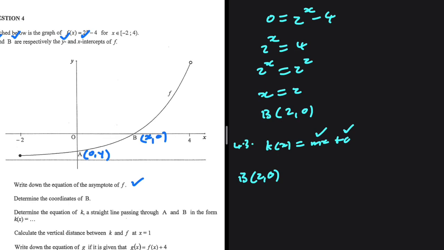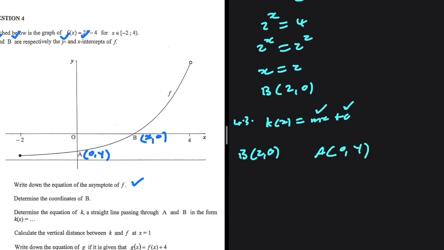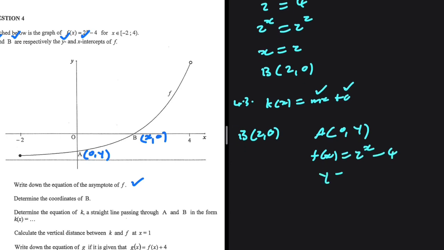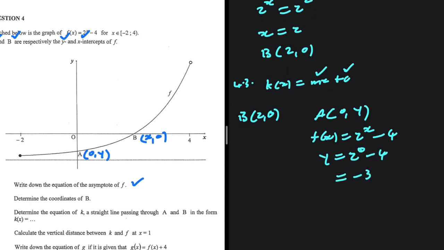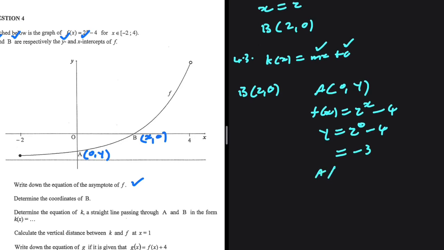So the coordinates of A, we have x equals 0 and an unknown y value. If we substitute that into f of x equals 2 to the power x minus 4, we're going to get y equals 2 to the power 0 minus 4. Any number to the power 0 is 1, so we have 1 minus 4, which is minus 3. So the coordinates of A, we have 0 and minus 3.